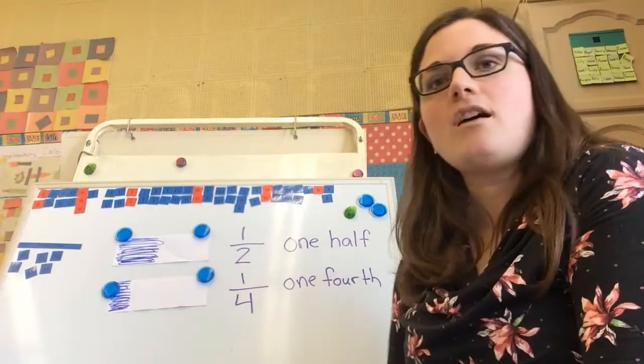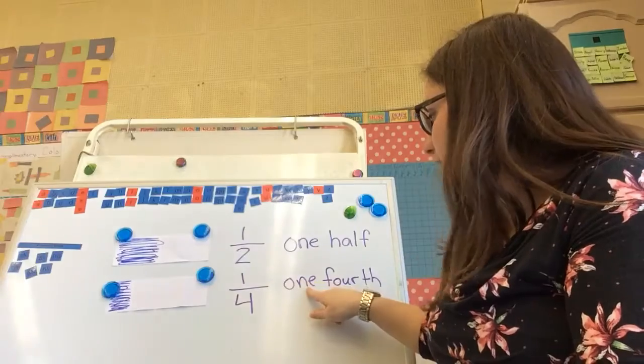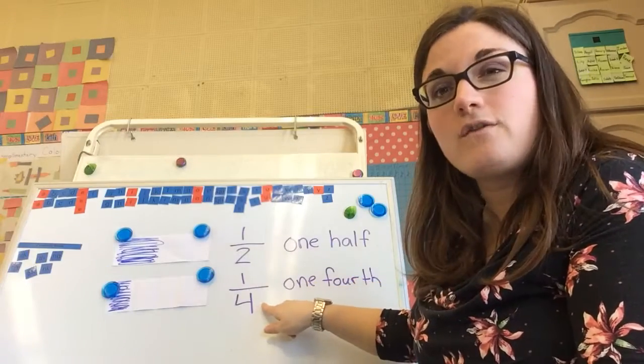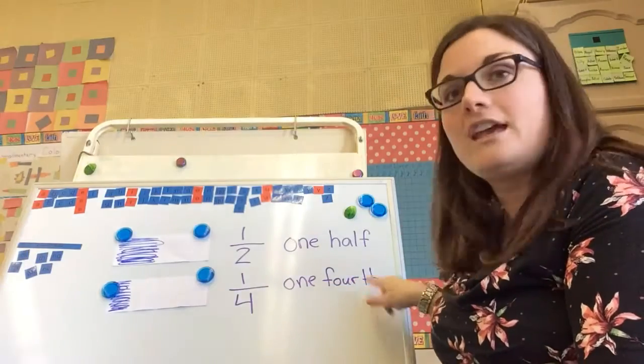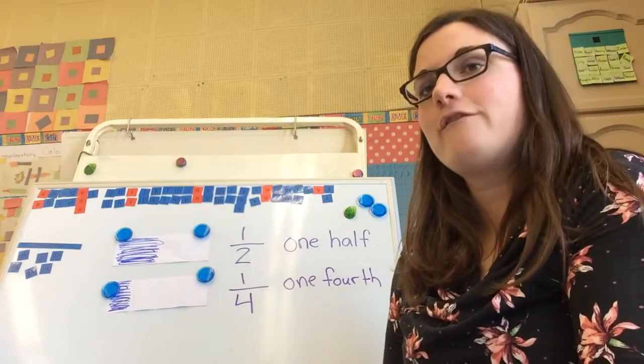So that's how you're going to also say our fractions. 1 is the number of pieces, so 1, and it's out of 4. There's 4 total pieces, so fourth. If you'll see, the number 4 is in there, and we just add the TH: fourth.